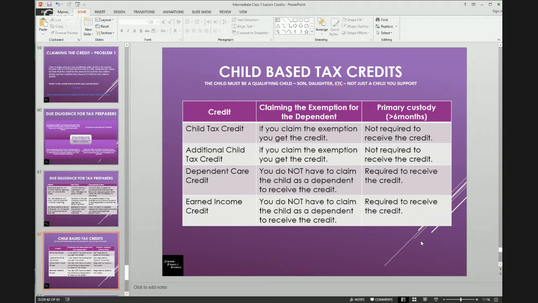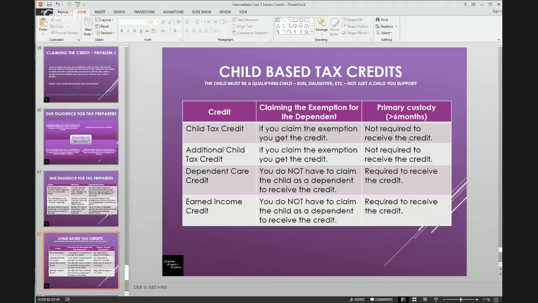And if you have primary custody, but you did not keep the child, they're not your dependent, then you would not be eligible. So you don't have to have them all year to be eligible for the credit. If you just are the non-custodial parent, you would be able to get the child tax credit. So it's not required to receive the credit. The additional child tax credit goes with the exemption. If you get the exemption, you qualify for the credit. You do not have to have custody in order to receive additional child tax credit.